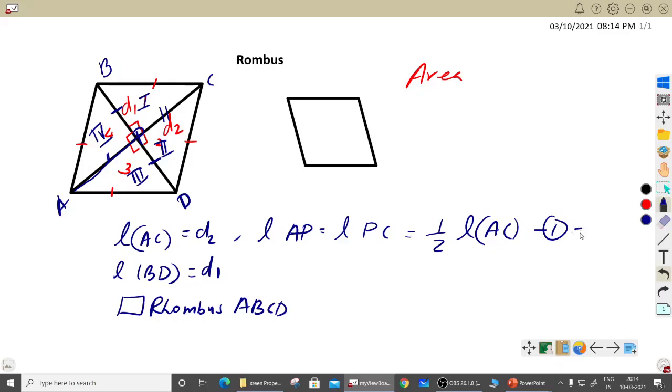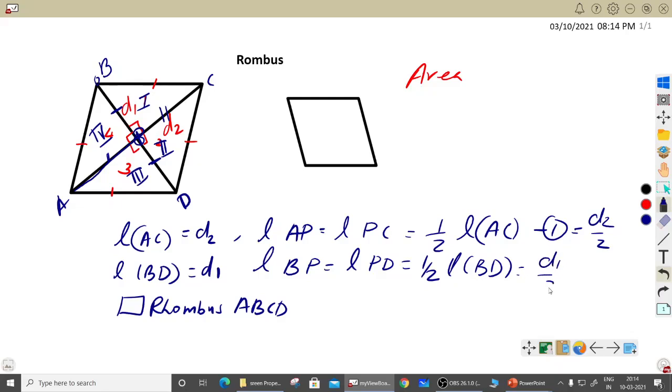Which is equal to D2 upon 2. The same way, the length of BP, from here to here, is equal to length of PD, which is equal to half of length of BD, that is D1 upon 2. Keep this also in mind.